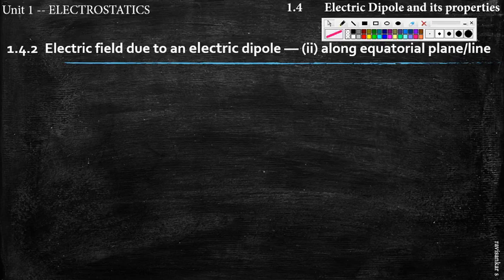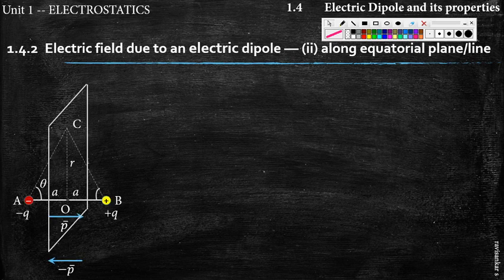Dear students, we shall now discuss the electric field due to an electric dipole along the equatorial plane or along the equatorial line. So here is the dipole AB. All the parameters have been already discussed, like for instance the distance between them, the dipole moment P vector.